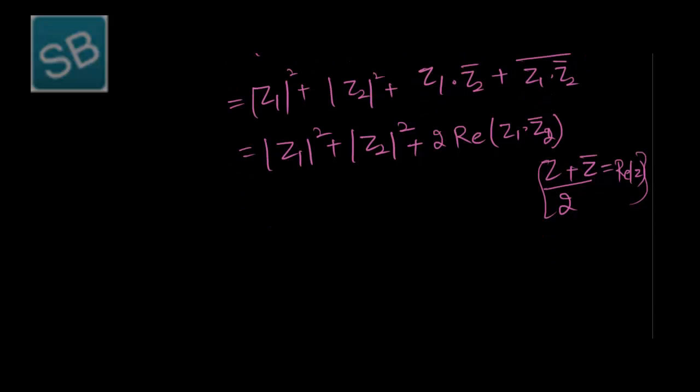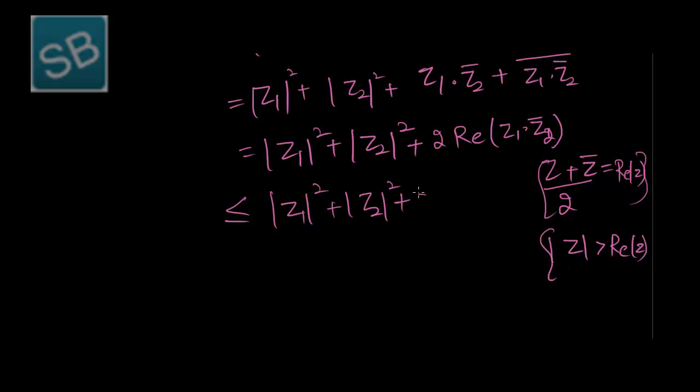So this is not complicated, just see it. And also we know that |Z| is greater than or equal to the real part of Z. So here we have the real part of Z, so the whole quantity is less than or equal to |Z1|² + |Z2|² + 2 times |Z1·Z2bar|, that is this.